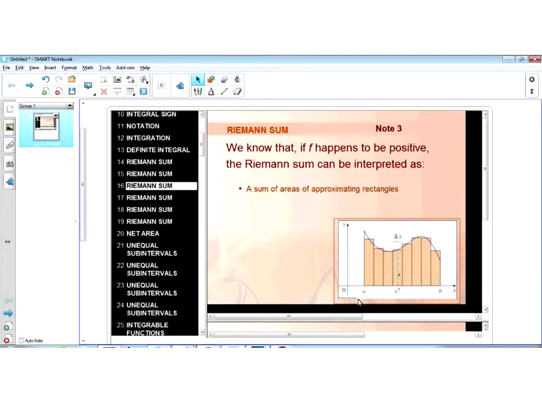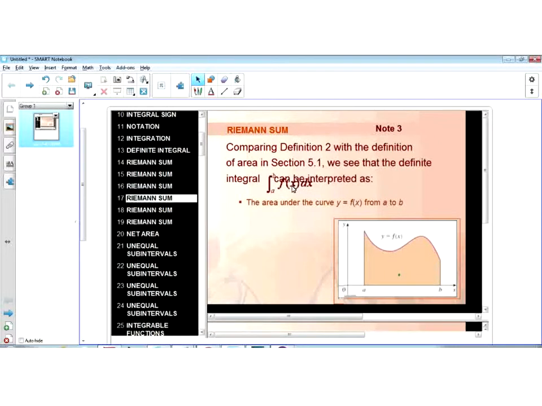If f is positive, in other words, if f is above the x-axis on the interval of integration as shown in this figure, the Riemann sum can be interpreted as the sum of the areas of approximating rectangles. So the definite integral is the area under the curve y equals f of x from a to b, provided that, of course, f of x is above the x-axis on the interval.